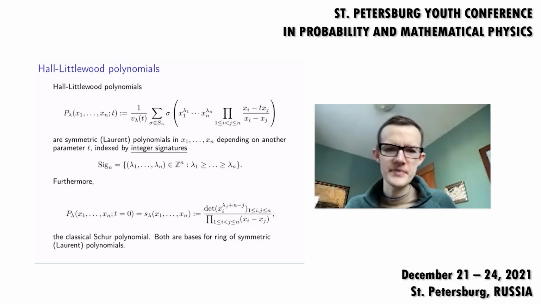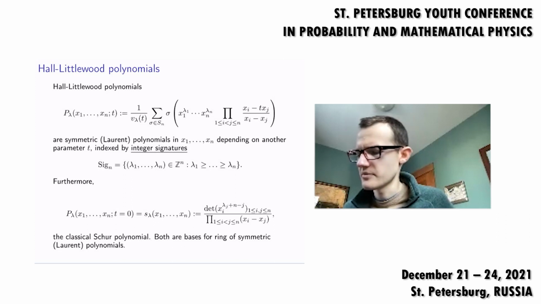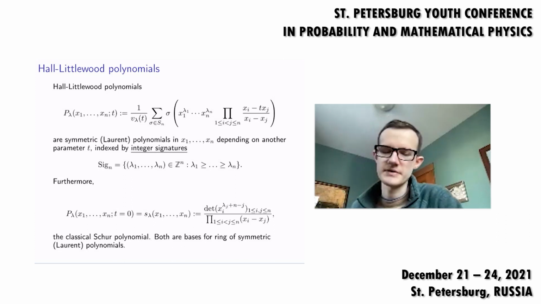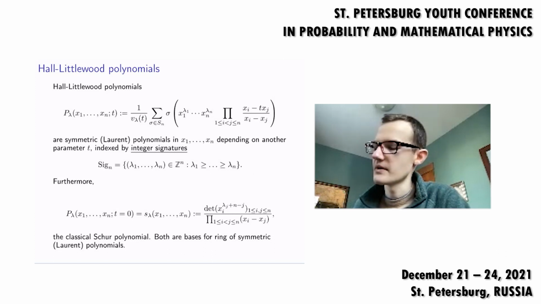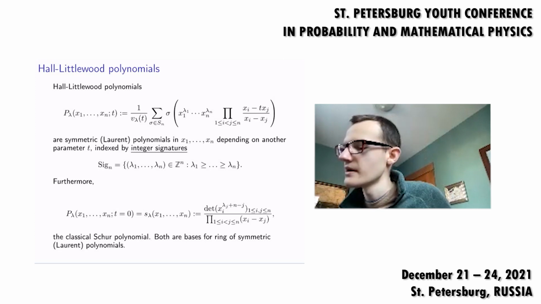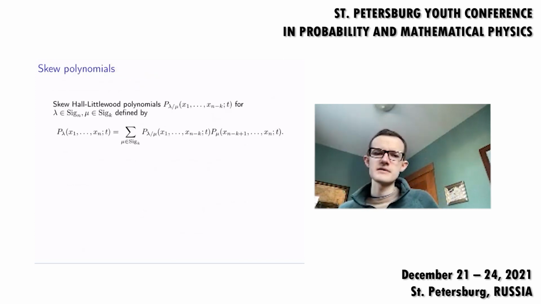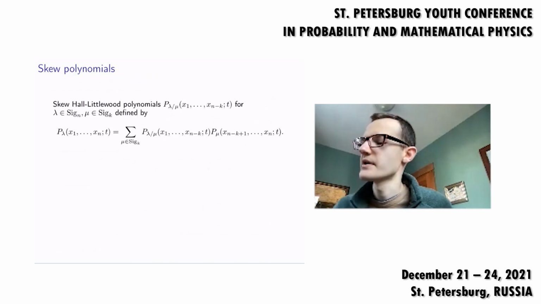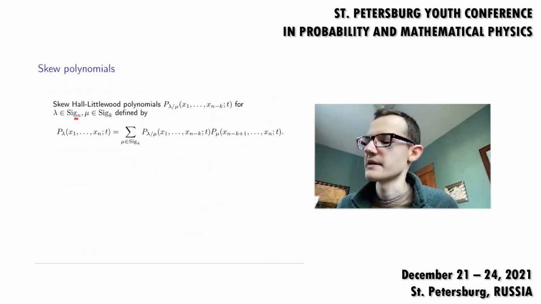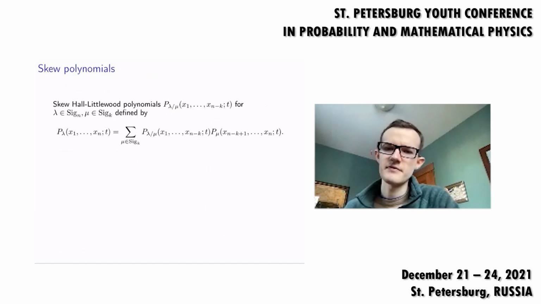Okay. So both the Hall-Littlewood polynomials and the Schur polynomials, these are bases for the ring of symmetric Laurent polynomials in n variables. And this allows us to define what are known as the skew Hall-Littlewood polynomials. So these are now in terms of a pair of signatures which are of different length, in this case, n and k, and the difference between their length is the number of variables. So, okay, how are these defined?